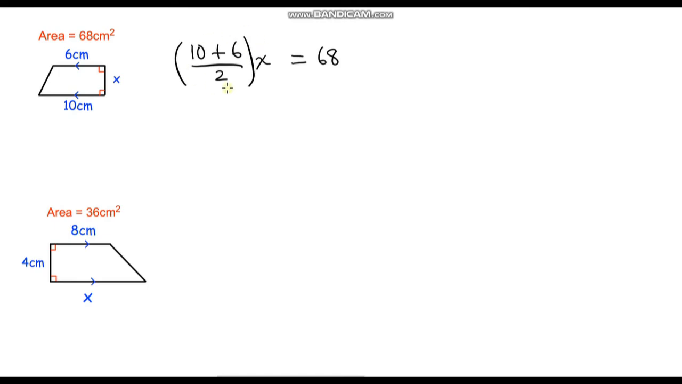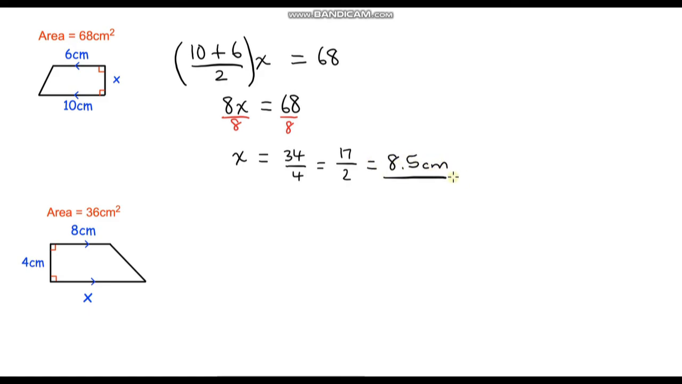So the first thing I can think of doing is just working out what's inside the brackets. So 10 plus 6 is 16. 16 divided by 2 is 8. So this whole thing here is 8x, and that equals 68. So now we just need to divide both sides by 8. And what are we left with? Well, we've got x equals... well, 8 doesn't go into 68 nicely without any remainder. So if we simplify this, if we halve both numbers, that leaves us with 34 over 4, and then we can halve both numbers again. That's the same as 17 over 2, and 17 over 2 is the same as 8.5. So our answer is 8.5 centimetres.